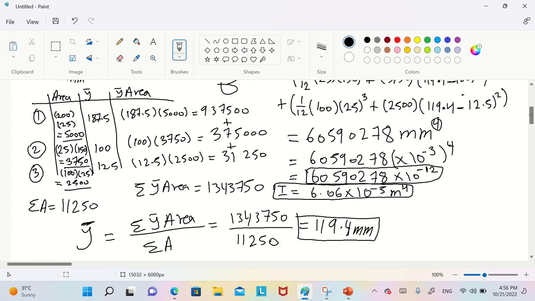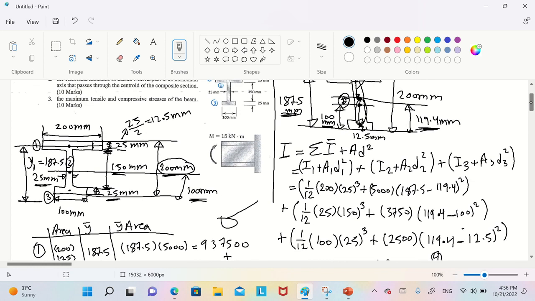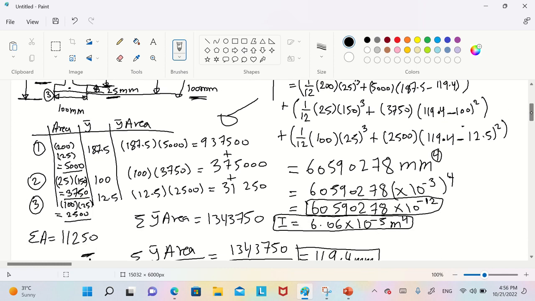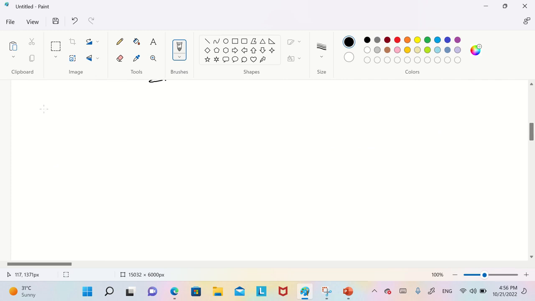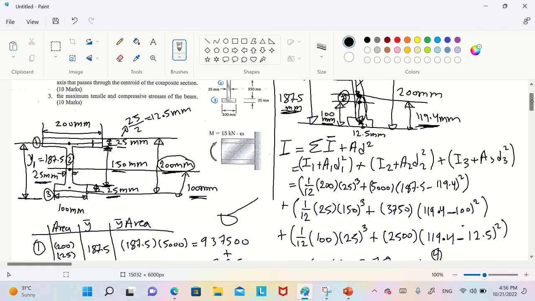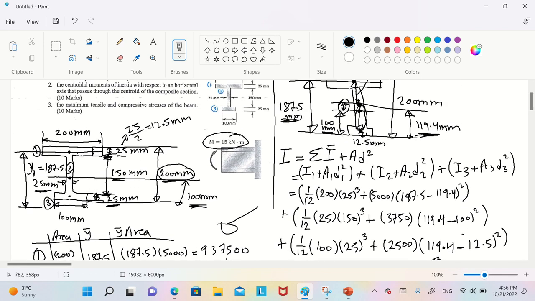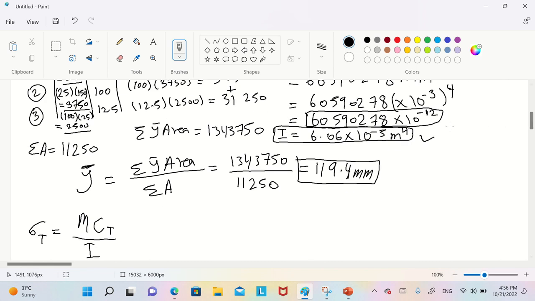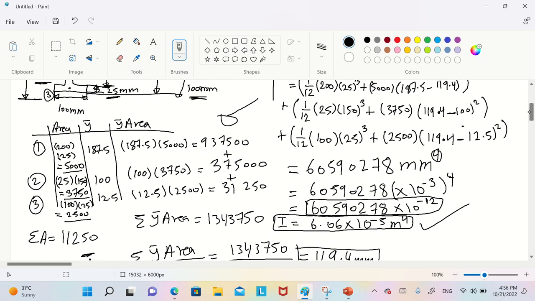Okay, now we have found the moment of inertia. Now we need to get the stress of the tension and the stress of the compression. Now let's start with the stress for the tension: moment multiplied by the distance to the tension, over the moment of inertia. We already have the moment, and we already found the moment of inertia. So we need the distance to the tension.